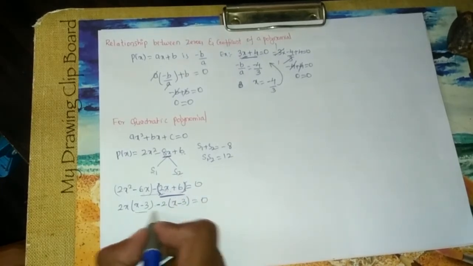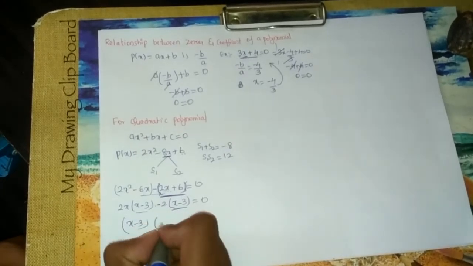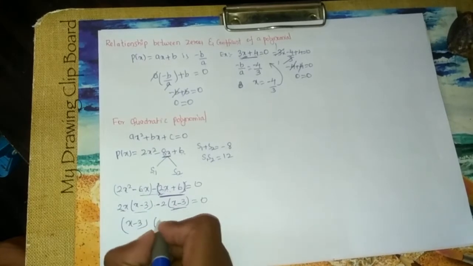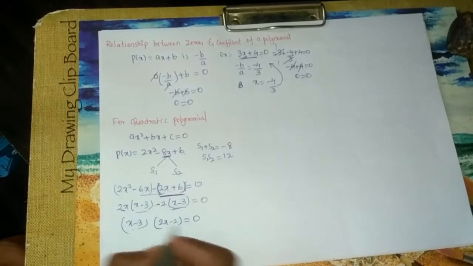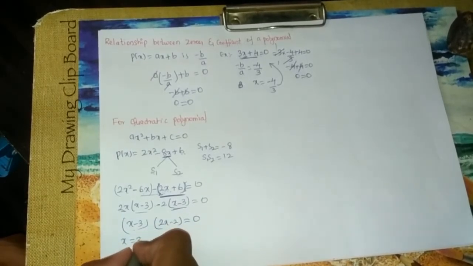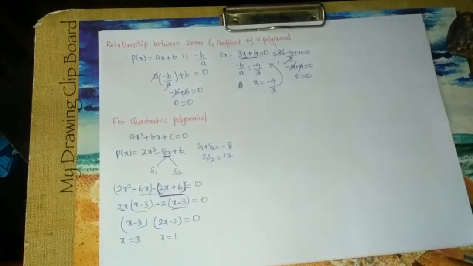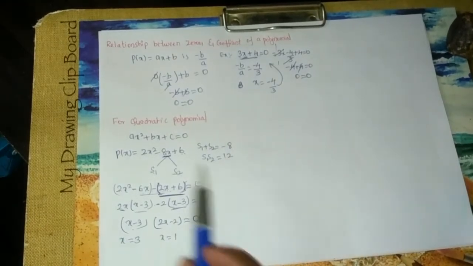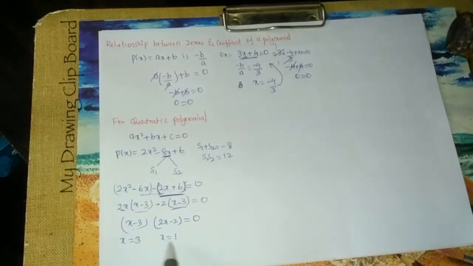So again I can take x minus 3 common, and I will be left with 2x minus 2. Equate the terms to 0: x equals 3 and x equals 2 by 2, which is 1. So the zeros of p of x equals 2x square minus 8x plus 6 are 3 and 1.